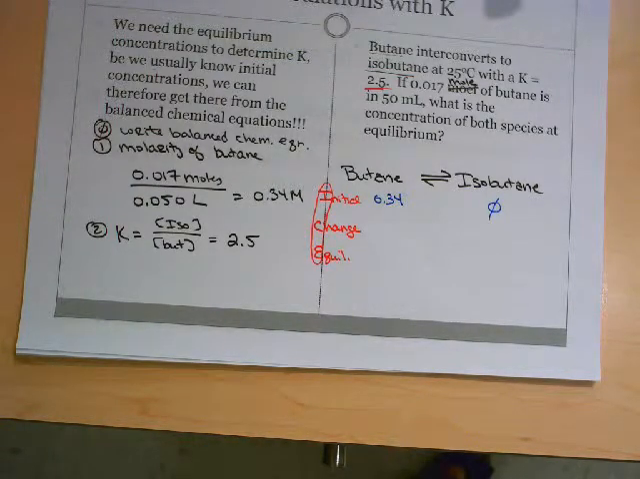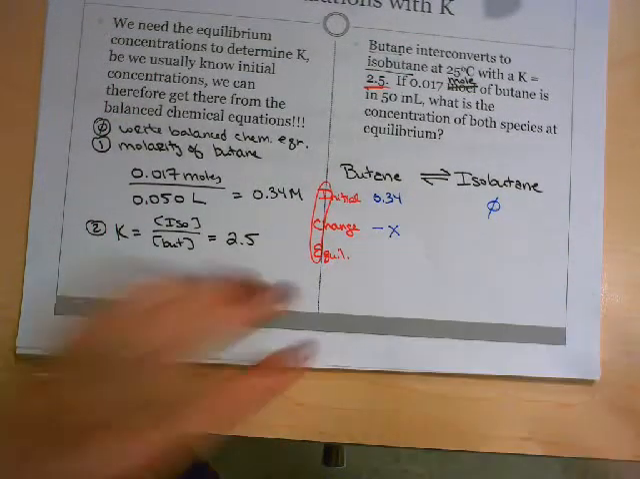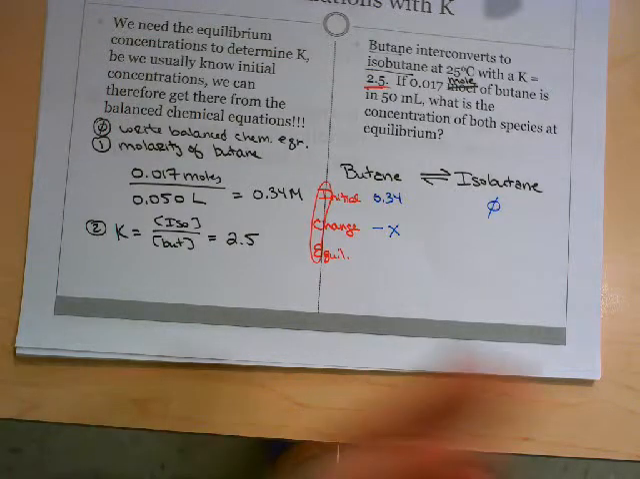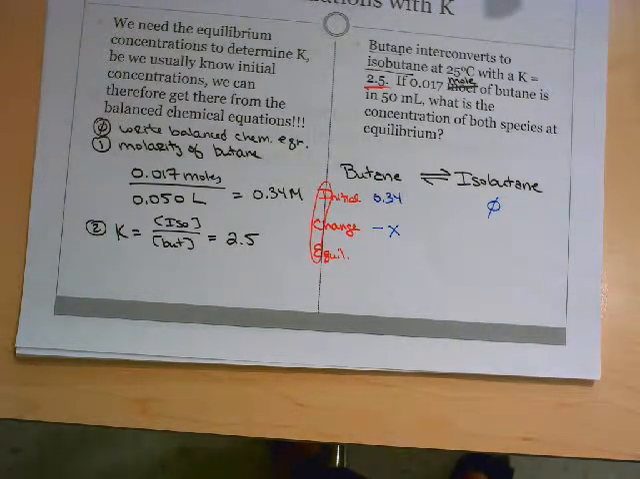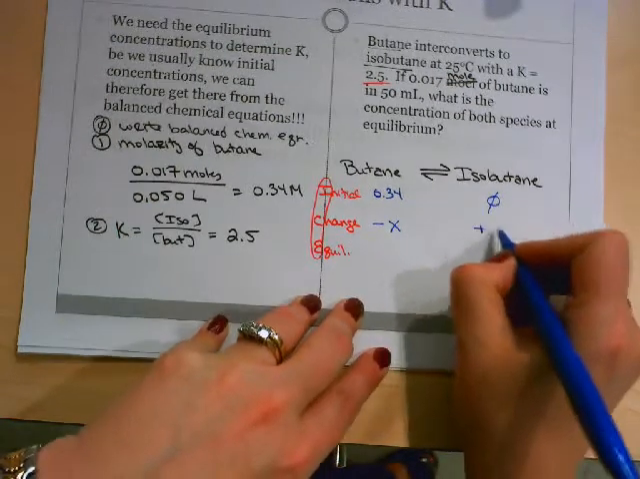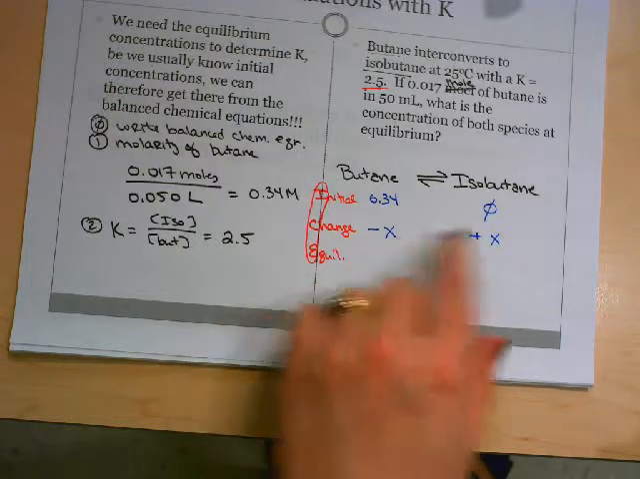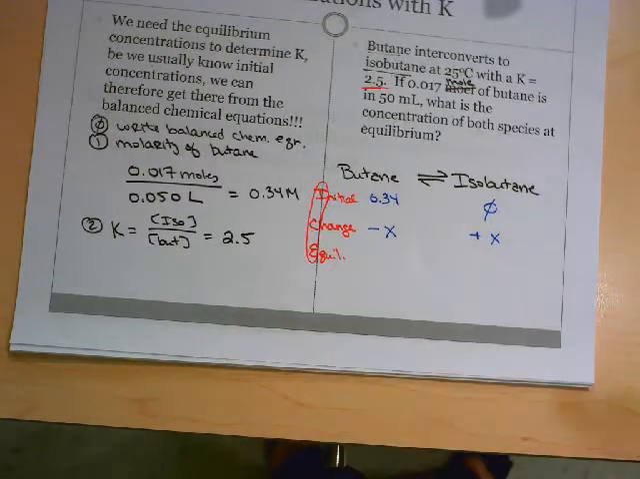All right. So as this reaction proceeds, if I lose some amount X, where does that X go? To the product, right? So if it goes to the product, how do I show that it went to the product? Plus X. Everything I lost from the butane must become isobutane, so those values must be equal.